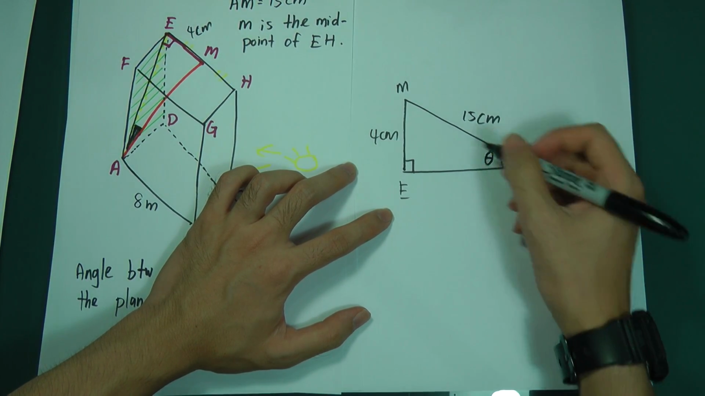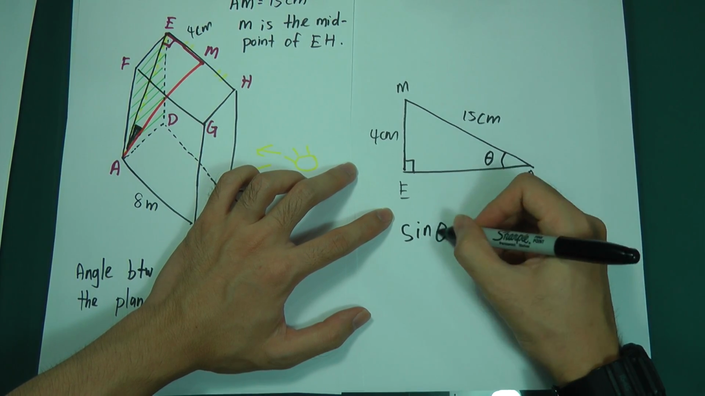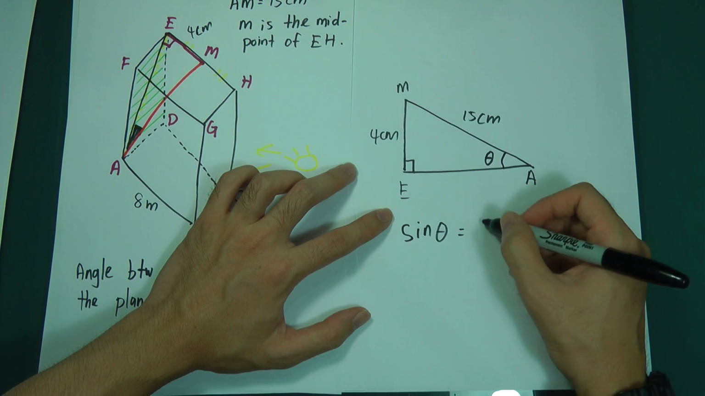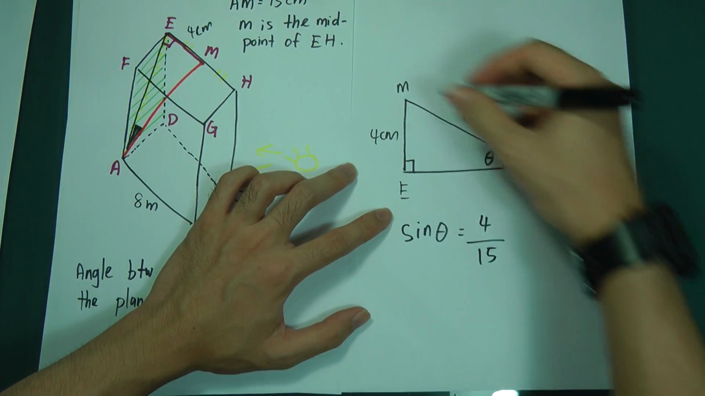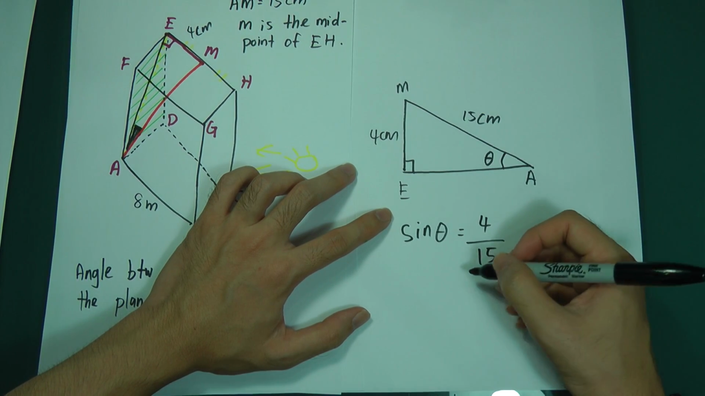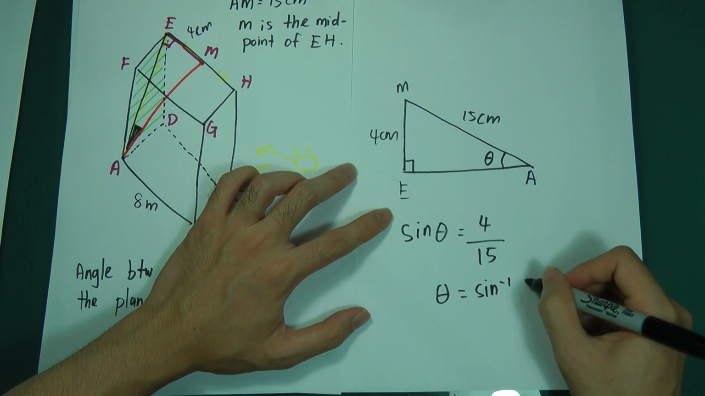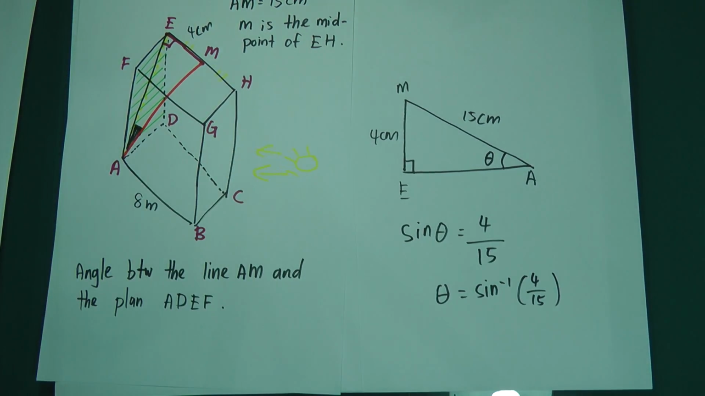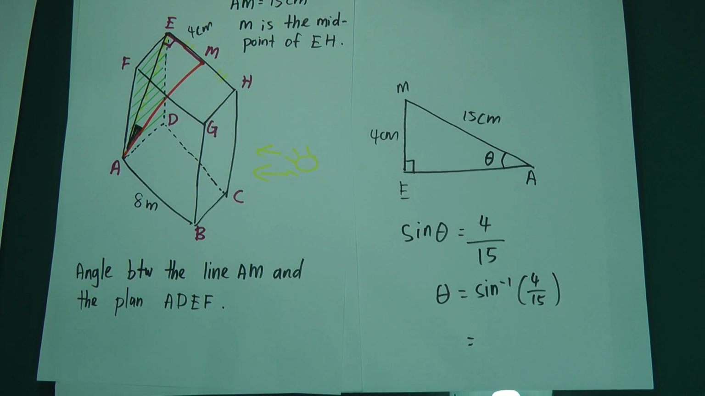So you have opposite and hypotenuse. Obviously you can use sine. Sine is equal to opposite over hypotenuse. This is trigonometry. I hope everyone can understand. Then you find the angle. You just press your calculator, shift sine 4 over 15. Then you can get the angle. Okay, let me take my calculator.